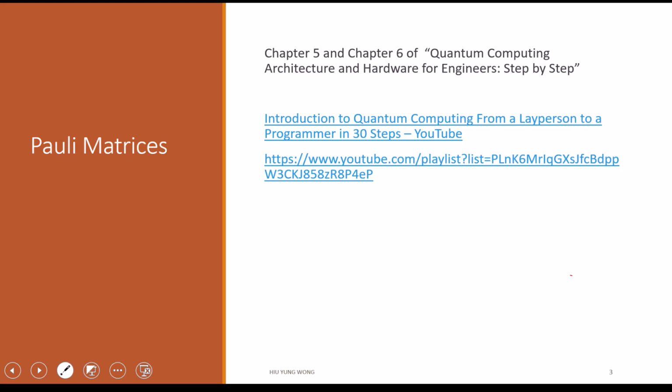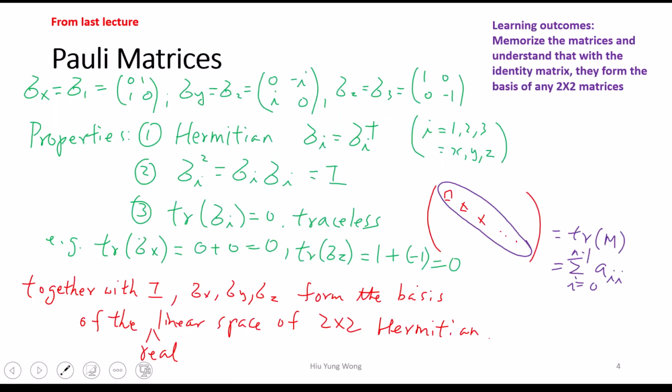So we'll continue on Pauli matrices. From last lecture, we introduced the Pauli matrices, right? It's very easy. It has three. Sigma x, I call it sigma 1, off diagonal, 1, 1. It has sigma y, which I call sigma 2. This is not z, this is 2.